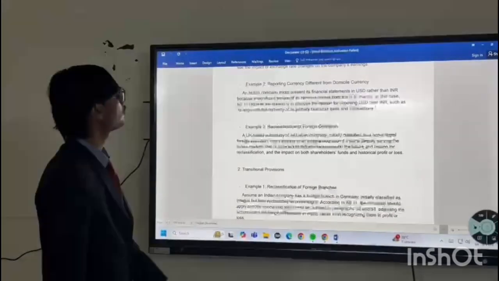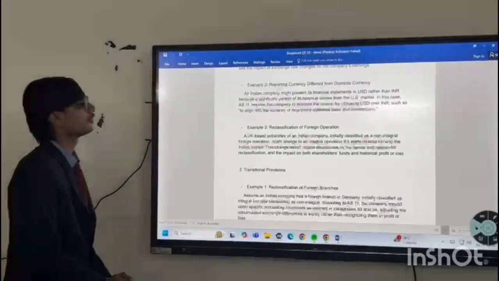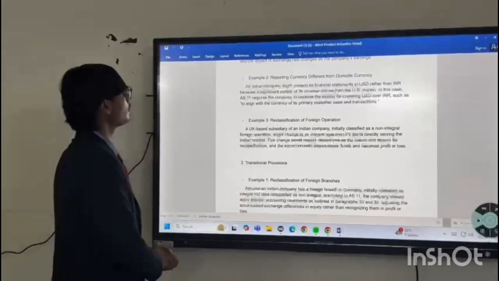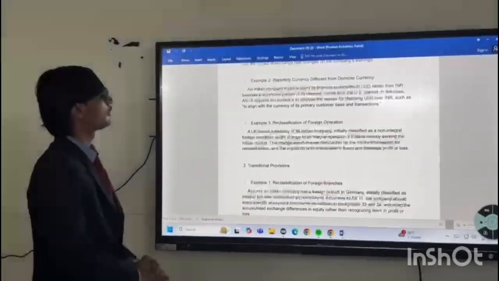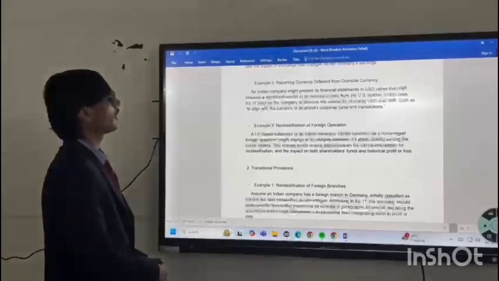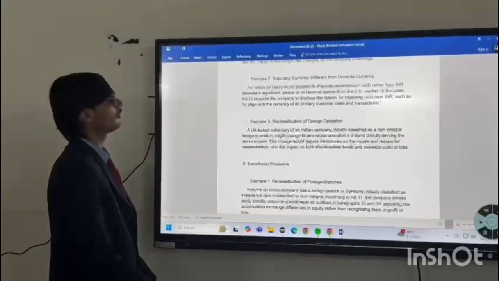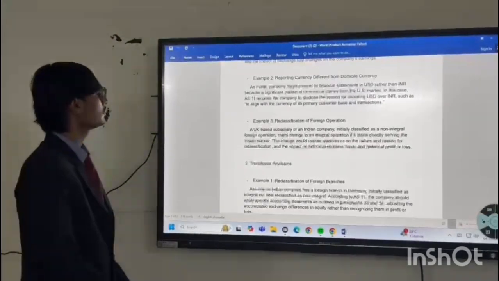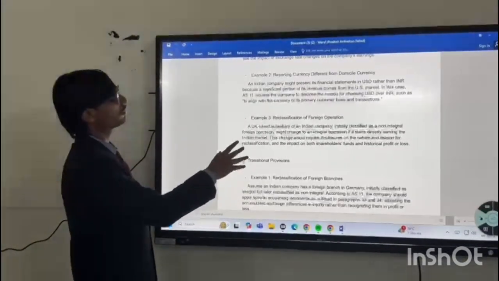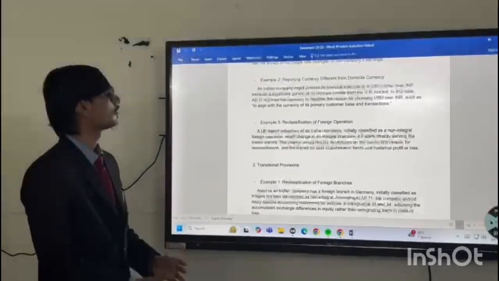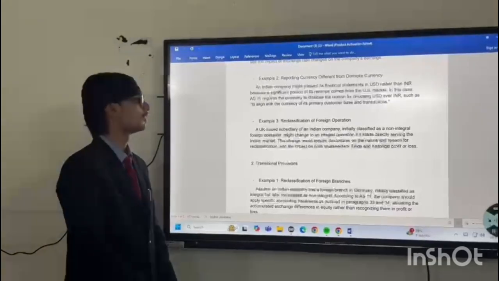Second, we are going to talk about reporting currency differing from domicile currency. Again, let's explain it with an example. An Indian company might present its financial statements in USD rather than INR because a significant portion of its revenue comes from the US market. In this case, AS11 requires the company to disclose the reason for choosing USD over INR, such as to align with the currency of its primary customer base.